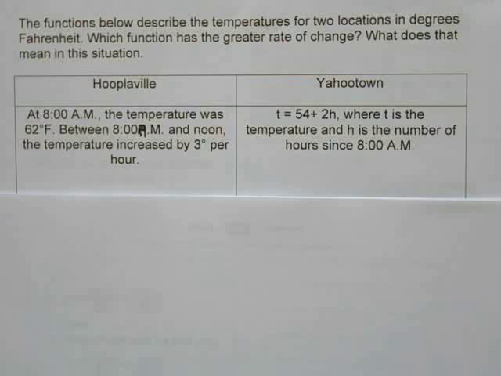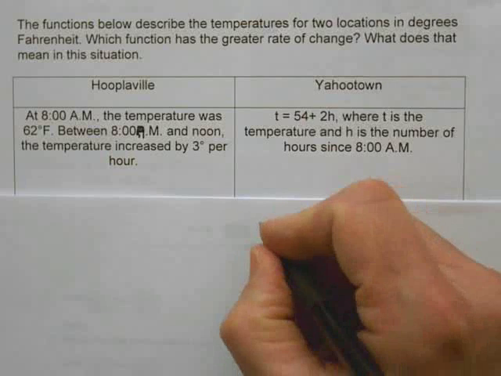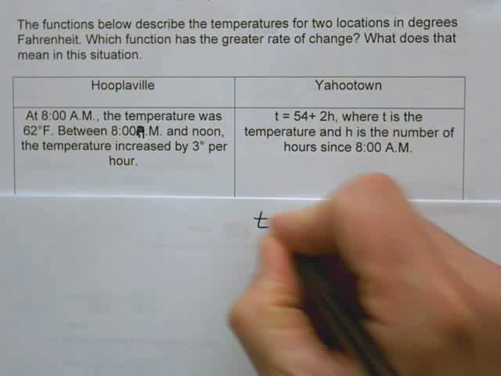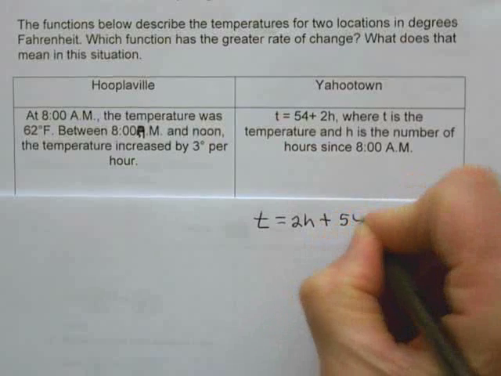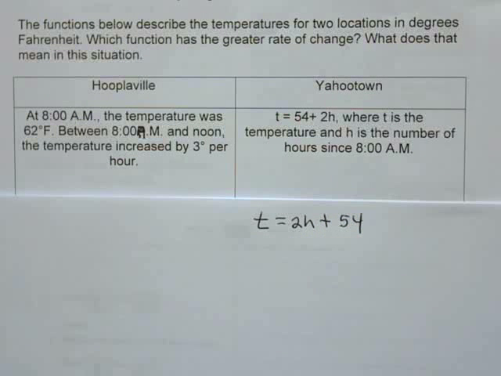In Yahoo Town, it looks like the temperature equals 54 plus 2h, where T is the temperature and h is the number of hours since 8 a.m. All right, so our initial value would be 54. And it looks like our rate of change is 2 degrees per hour. So I'm actually going to rewrite this. To me, this would be the same as T equals 2h plus 54. And I rewrote that so that this was more in the y equals mx plus b form.